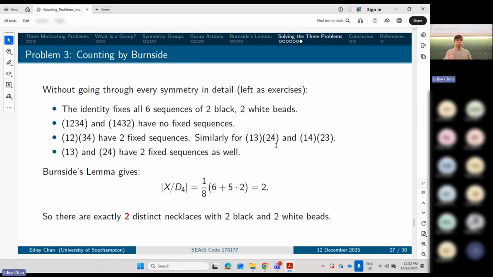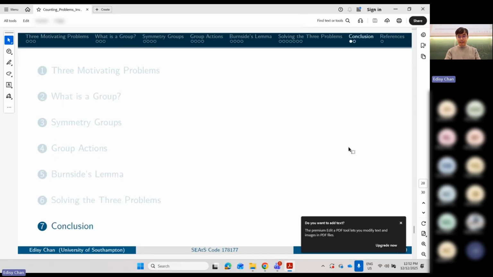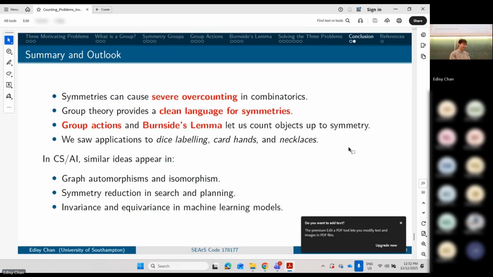So altogether, we use Burnside's formula, and finally we have just 2 distinct necklaces. As you can see, one of them has the 2 white and 2 black together, and the other one is alternating. Just two of them. So that's it, actually. Done.